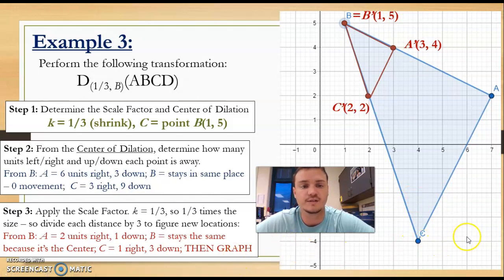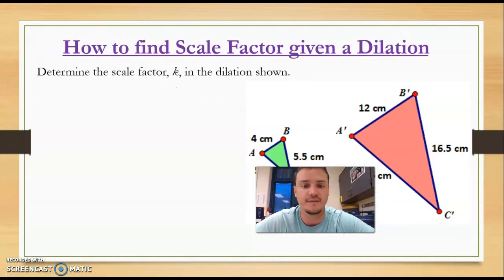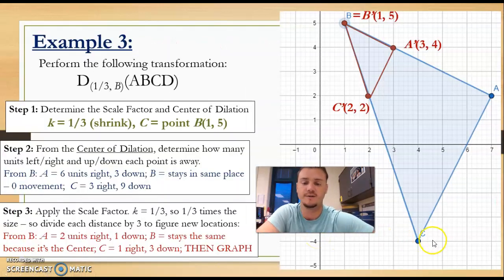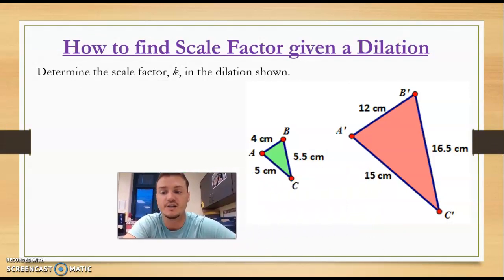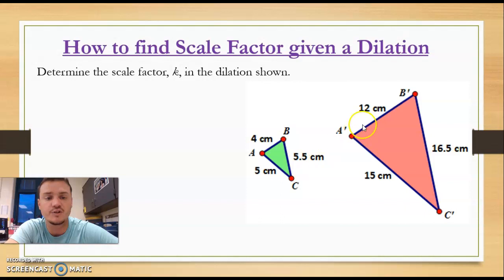I'll leave this up here for a second, and then we're going to finish this up by looking at the scale factor. You can pause this at any time. Now, how to find the scale factor given a dilation: first of all, you need to figure out what your pre-image and image are. Again, it's usually with these asterisks that represent prime. So this is A prime. That means that this is our after.